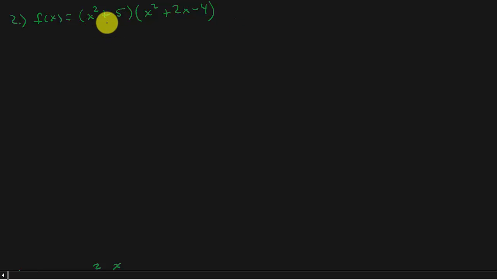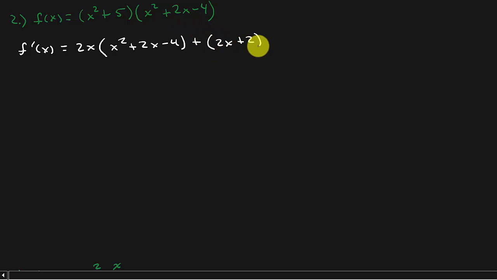All right, let's look at the next example. Here's our first function, here's our second function. So let's see what we get. We get f prime of x: the derivative of the first function, that's 2x, times the second function, x squared plus 2x minus 4, plus the derivative of the second function. That's going to be 2x plus 2. The derivative of x squared is 2x, the derivative of 2x is 2, the derivative of minus 4 is 0.